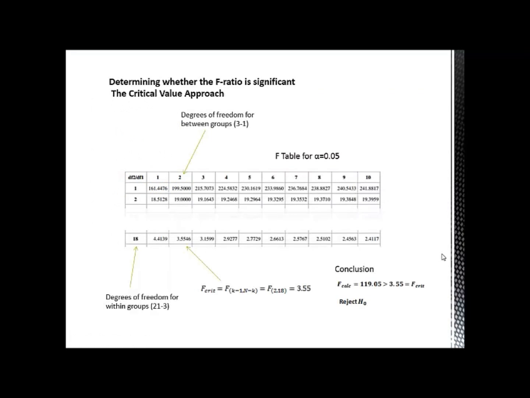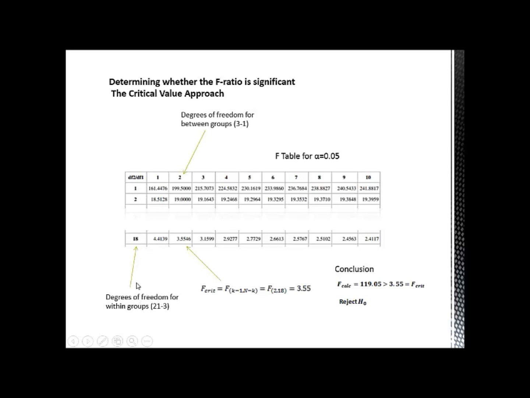Having calculated the F ratio, we now want to know whether or not it's significant. And there are two ways of doing this. Here I've done it by the critical value approach. So I've looked at an F table which corresponds to our significance level that we set as 0.05. And I've used the two pieces of information relating to the degrees of freedom.